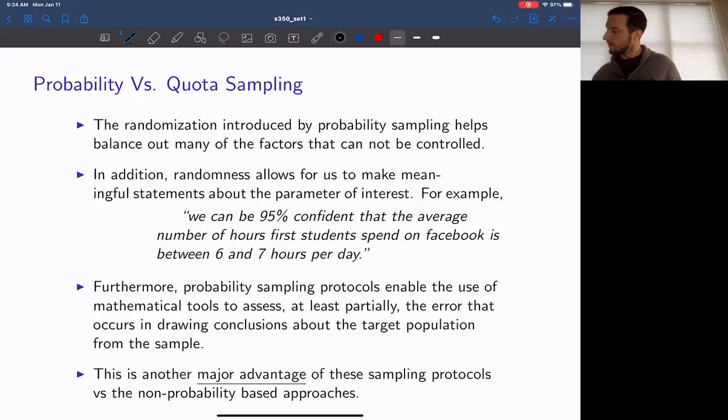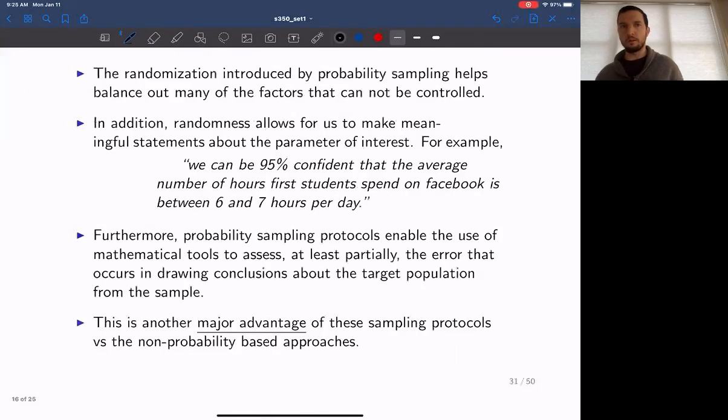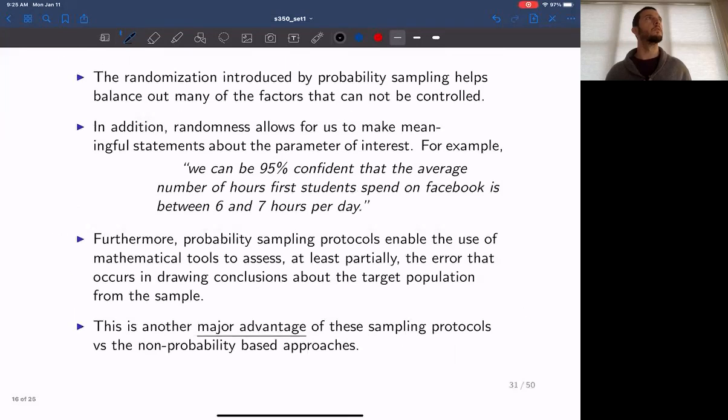Okay. Does anyone have any questions before I start talking about some of the errors? I'll have to timestamp this on YouTube, rant about probability versus quota sampling.